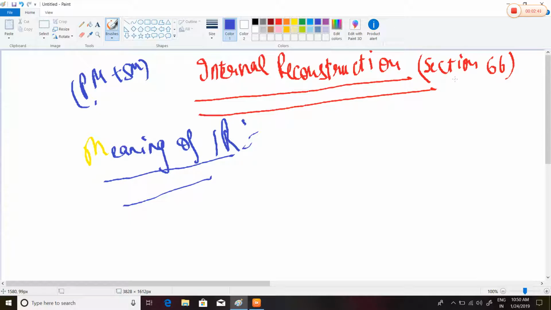Okay, and let's start. I hope you are clear with the meaning. Internal reconstruction is a procedure in which a company can write off its debit balance in the PL account out of the contributions made by the shareholders, financiers, or creditors. The company has been incurring losses for the past few years, so internal reconstruction takes place.